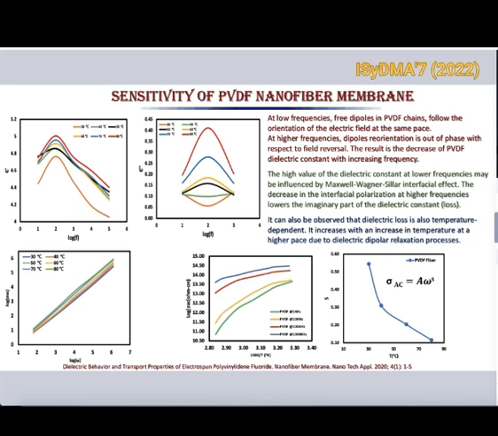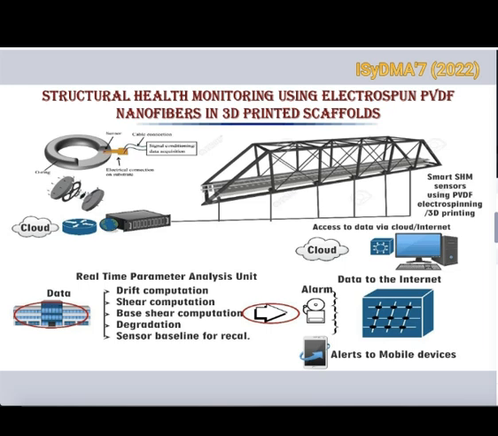So as I mentioned, we have conducted different types of electrical characterization of these polymers just to study how well they can be used in sensors and also for energy harvesting applications. In the following slides, I'm going to show you some of the applications. And this application, what you see on the screen, is for structural health monitoring.